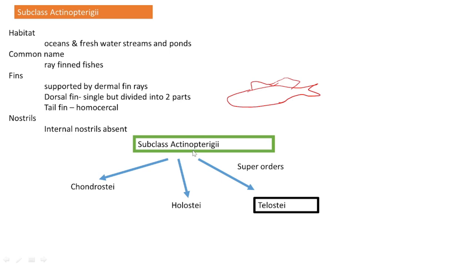Next we are going to classification. The superorders that come under subclass Actinopterygii are Chondrostei, Holostei and Teleostei. And this Teleostei is a big group. It includes almost all common fishes that we are seeing now. And this one we can learn in another class. And the other two we are going to see now.